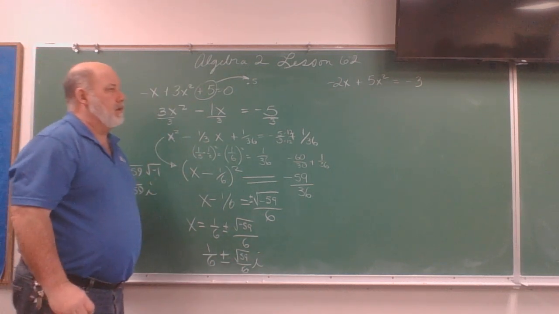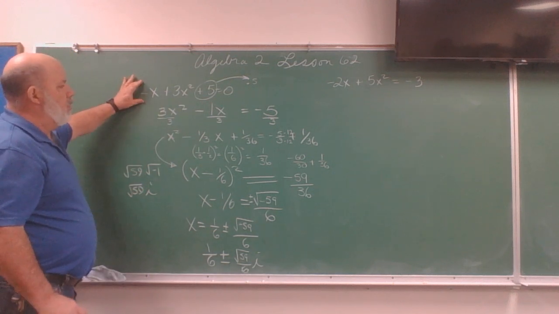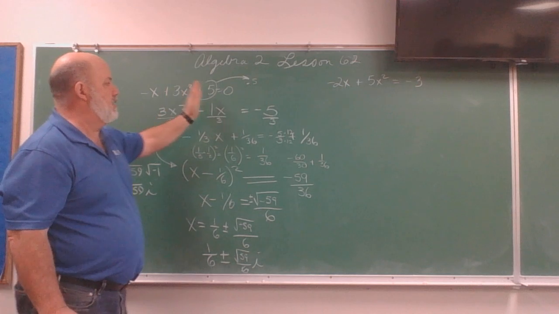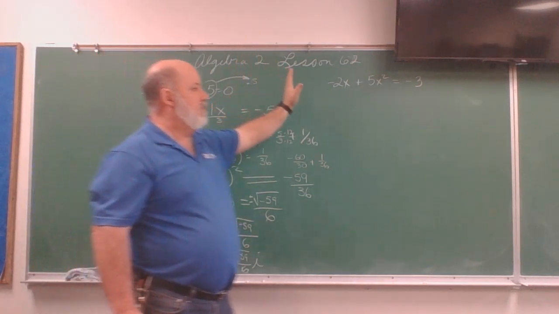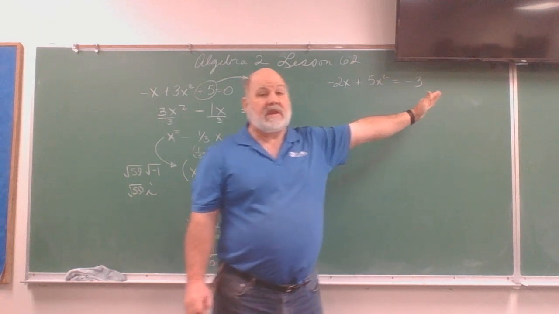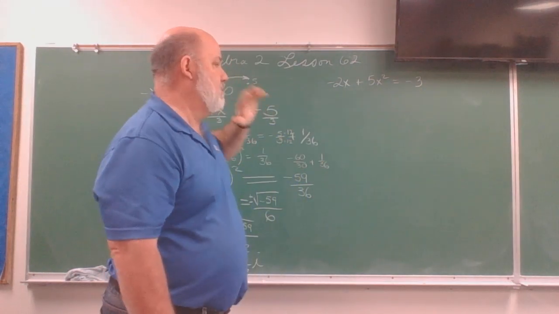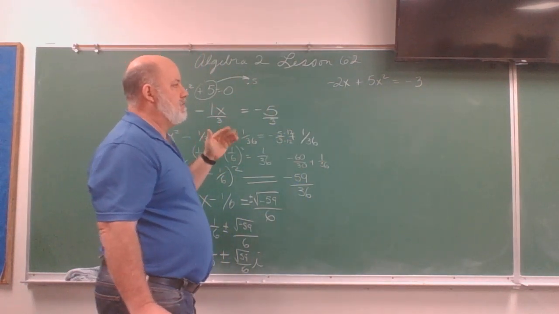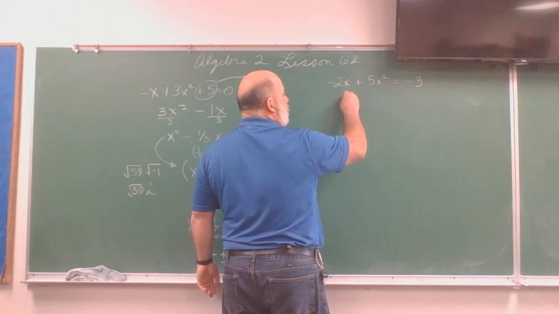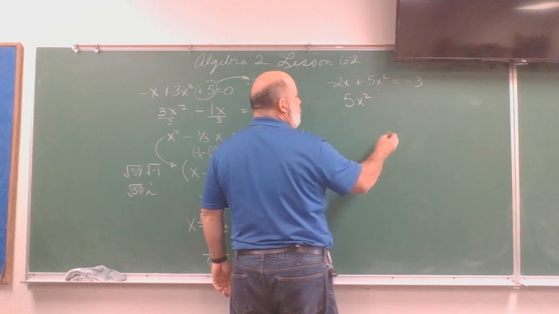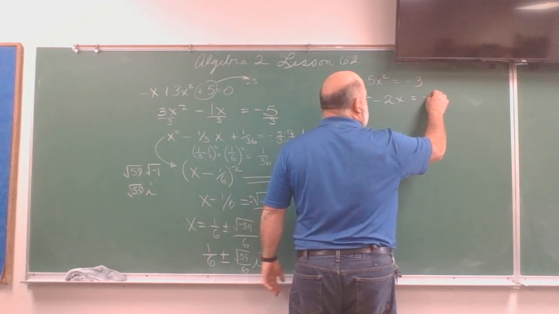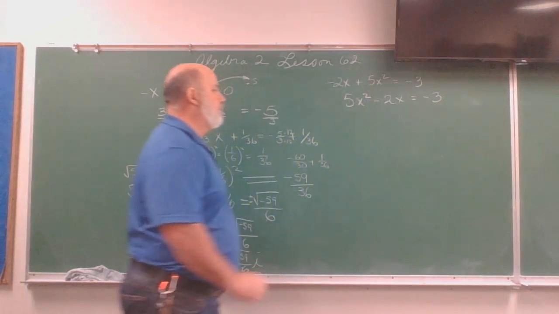Another one up there. In this original one, they had everything over on the left-hand side of the equation and equals 0. In this one, they've already put the constant, the term without an x, on the right-hand side. They've already done that for us. That's nice, great. But what they haven't done, though, is put them in correct order. So we need to have them in correct order first. 5x squared minus 2x equals negative 3.